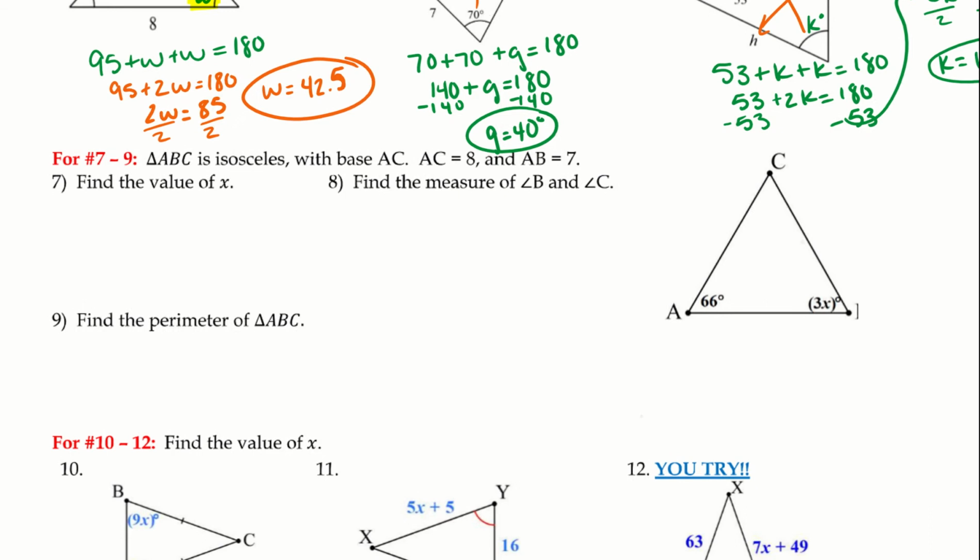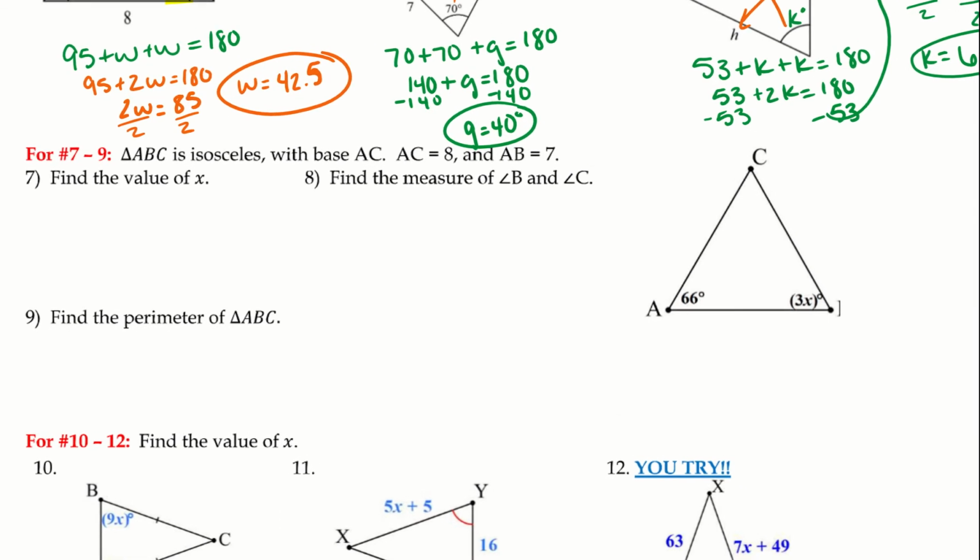So we have triangle ABC is an isosceles triangle with base AC. So the base is here, which means these two sides have to be the legs and they have to be congruent to one another. So the base is AC, that is this side right here, which means the other two are the legs, and the legs are congruent. AC is 8, and AB, so this is B, AB is 7.